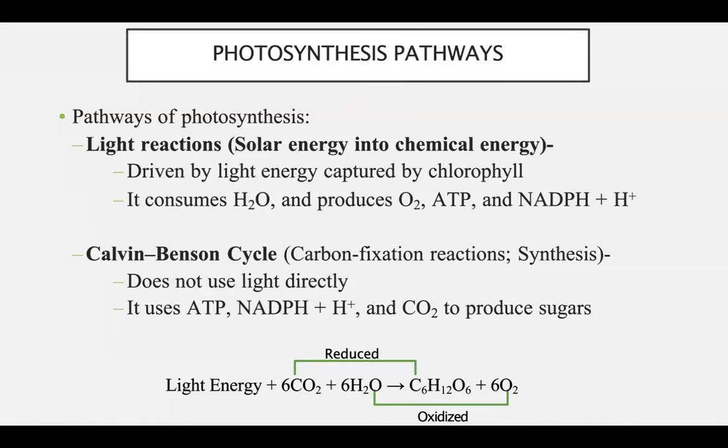But your Calvin-Benson cycle does not actually use the light directly. It uses the products of the light reaction in order to eventually produce sugar. So both pathways rely on each other, because the Calvin-Benson cycle uses the products of the light reaction to help produce the sugar required for the plant.